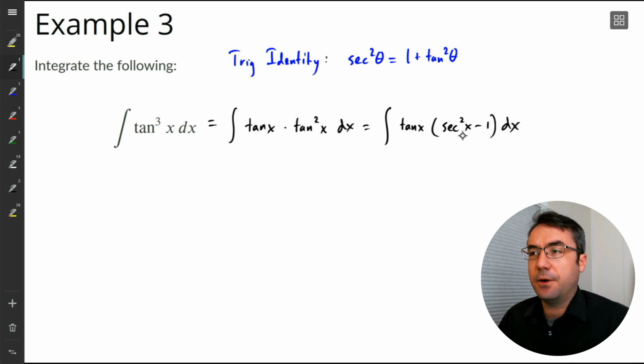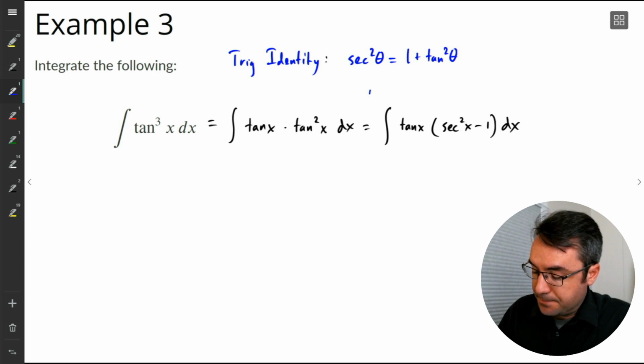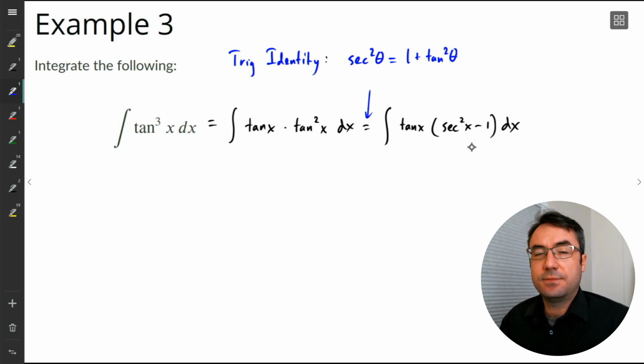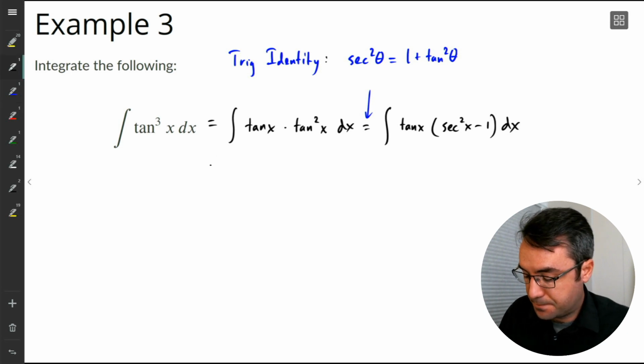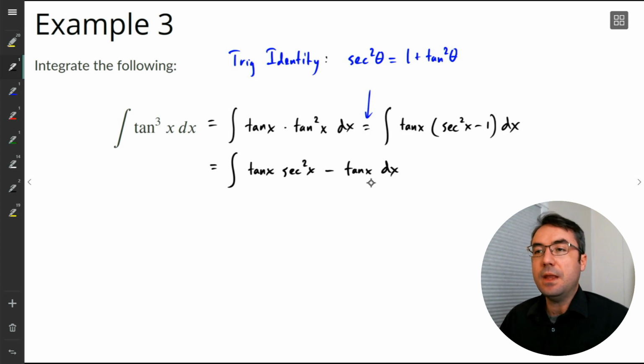All right, so there we go. We've rewritten our integral, and that was using our trig identity. Now let's try multiplying this out and see what we have to work with. So if we multiply this out, we end up with tangent x times secant squared x minus tangent x. And the integral of tangent x, that's one of those useful antiderivatives we just mentioned.